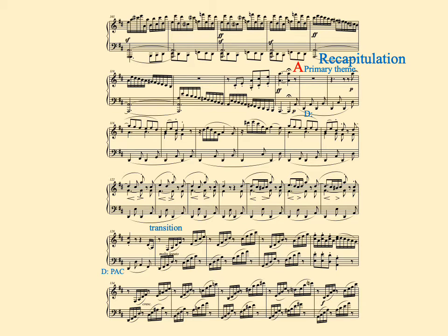Which is the recapitulation. And we're going to close this A section up with a PAC in D major in a second here. There. And now the transition with all those running 16th notes, but we're not going to go to A major this time. We're going to stay in D major, and we're going to hear that secondary theme in D major in a moment.